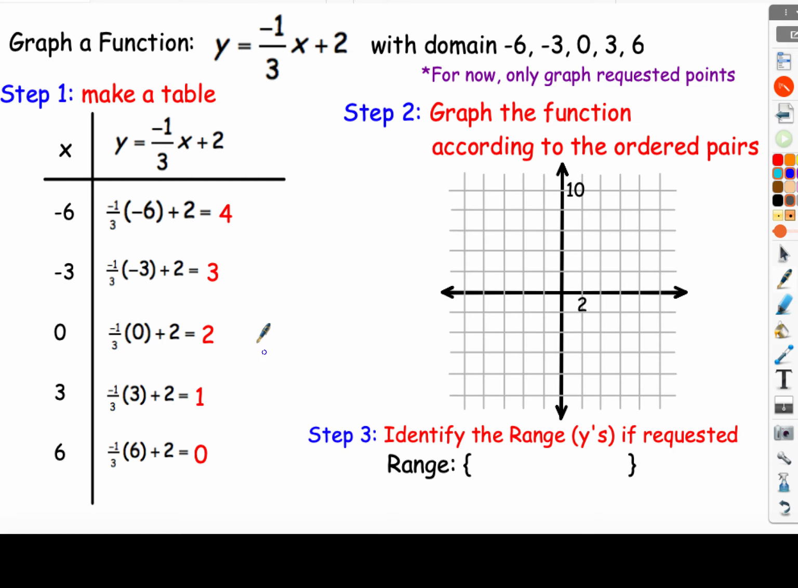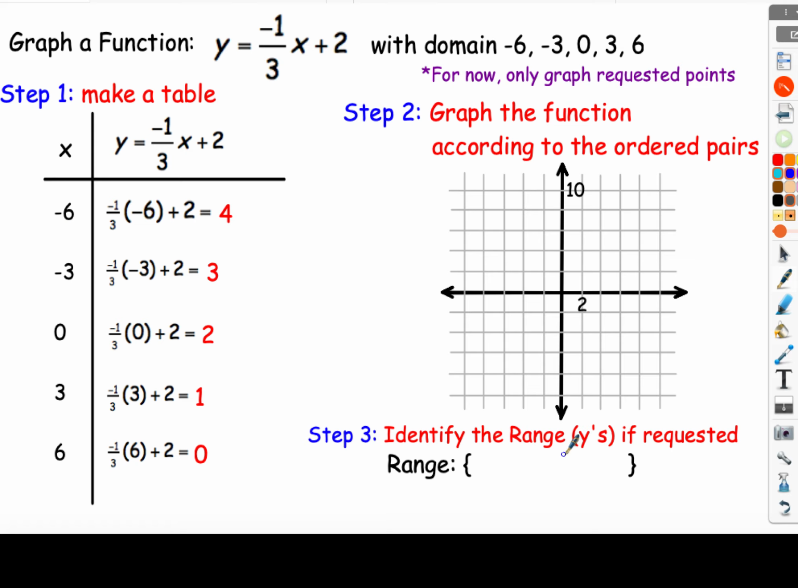I'm just going to put them on the screen here. But notice every time it's negative 1/3 times what was our x coordinate, right? Our -6 over here or our -3 on the next line. Then we're going to add 2. And again, -1/3 times -6 would be +2. Plus 2 is 4. And that's our output.